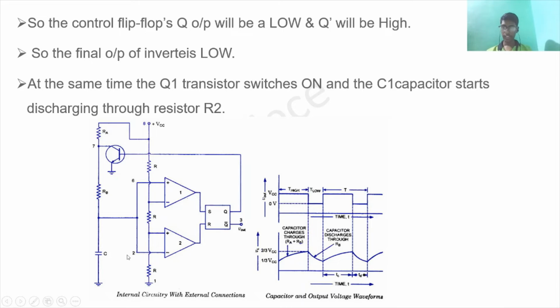So this is basically the internal circuit of the 555 timer astable, and this is the graph. Here you can see the output is high, low, high, low. The capacitor charges up to 2/3 VCC through R1 plus RA plus RB, and again discharges through RB. It decreases to 1/3 of the VCC and it increases to 2/3 of the VCC. So these are the capacitor and the output voltage waveforms.